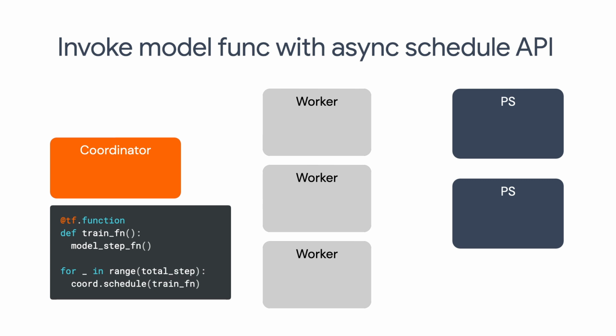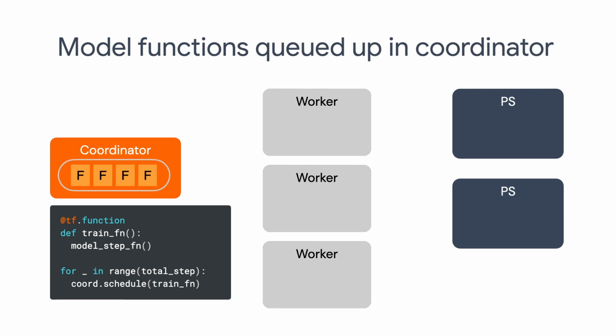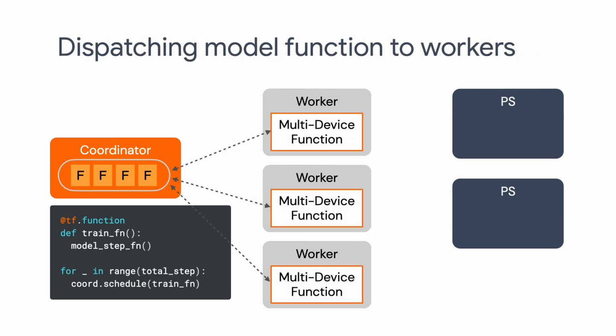Users first define their model as a tf.function, and then call the schedule API to dispatch the model functions to these workers. As previously mentioned, the schedule API is asynchronous, which means that the functions will only be queued up on the coordinator side, and the schedule call will return the control back to the user's code immediately. Here we already have several functions queued up on the coordinator side, and a background thread pool will dispatch those functions to workers. Each function is actually a multi-device function or multi-worker function that spans one worker and multiple parameter server instances to read and update the model variables.